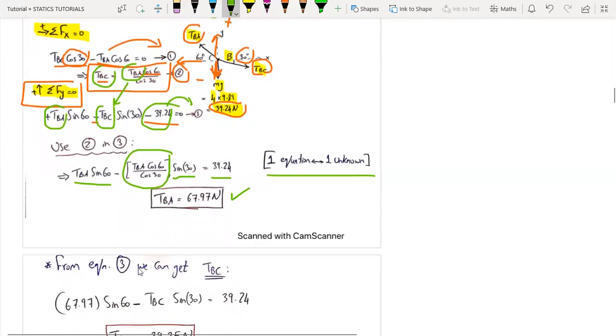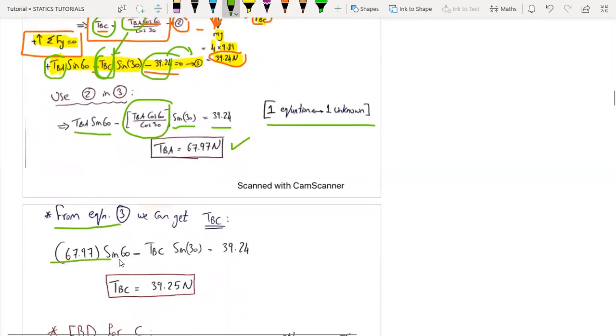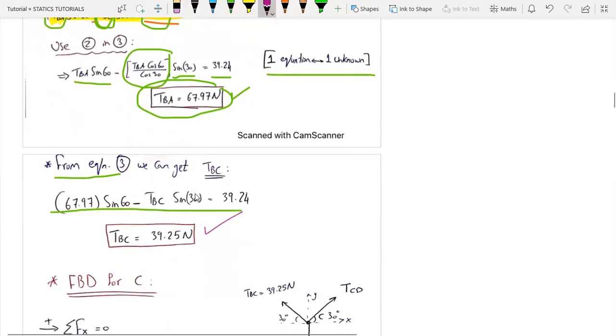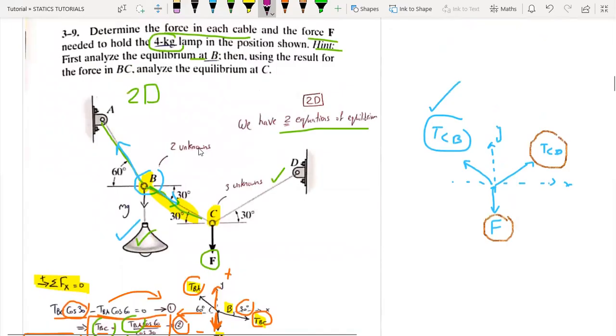Now from equation 3 again, after getting the value of TBA, this value is known. So one equation, one unknown, since TBC is unknown. After substituting the value of TBA, we can directly get the value of the tension force in cable BC to be 39.25 newtons. Now we have found the tension force in cable BA and in cable BC.